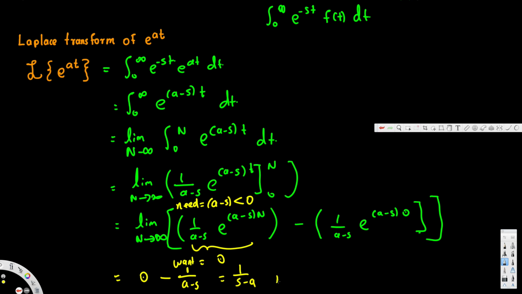And then finally we can write the condition. In order for this to hold, we took a minus s is less than 0, that's our condition. We can also write this in different ways, like negative s is less than negative a, or if you divide everything by minus 1, s should be greater than a. That's it. That's our final answer. 1 over s minus a is the Laplace transform of e power at.